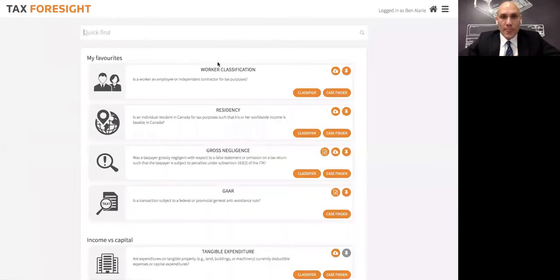Okay, that was very quick. There are tons of different features offered on Tax Foresight now. We're coming up on 24 different legal issues that the system addresses. So we've been talking a lot about the securities trading classifier. Today, we've got a worker classifier, which will tell you whether a worker is an employee or independent contractor for tax purposes, an issue that comes up all the time.